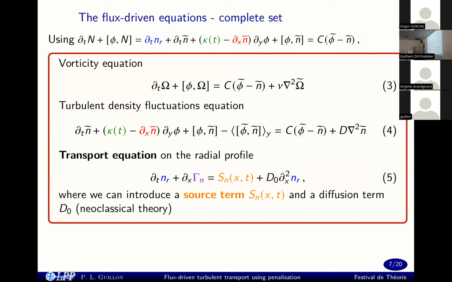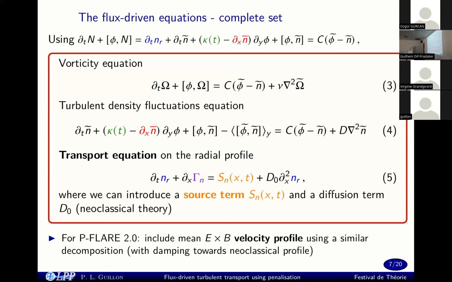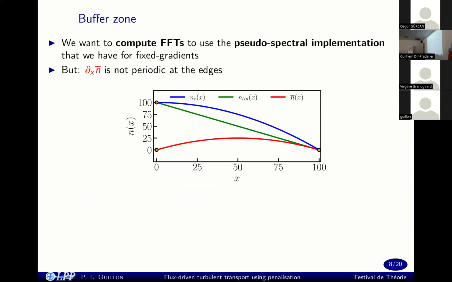And bear in mind that there are no scale separations between these two equations that have just been decomposed from the total density equation. And we could also add a similar equation to evolve self-consistently the mean velocity profile using the vorticity equation, but it's practically more complicated to do the decomposition, so we left that for future versions of the code. Okay, now let's see how to practically simulate that using fast Fourier transforms.